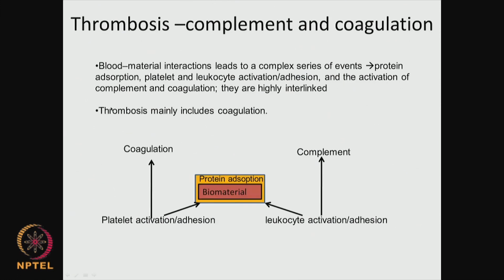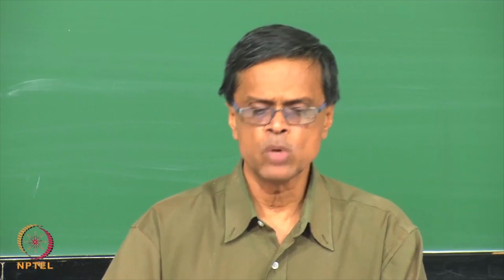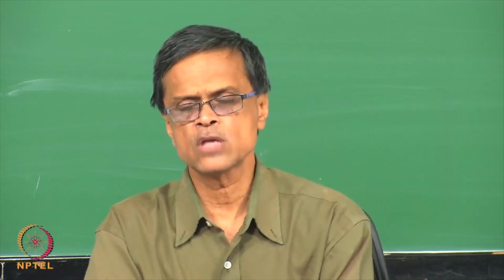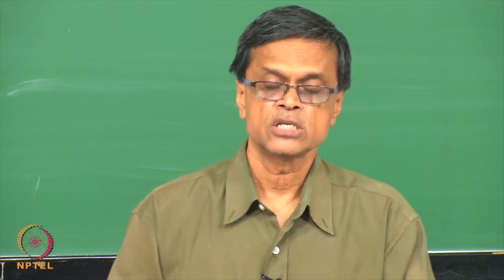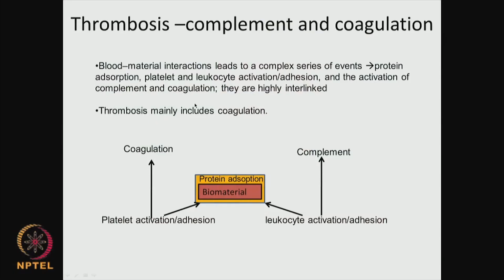Now, let us go deeper. Thrombosis, complement and coagulation, all these things are going to happen as soon as the material comes in contact with the blood, the blood material interaction, especially if you are going to have a cardiovascular stent, a heart diaphragm, or a small diameter or large diameter vascular graft. All these are blood contacting devices. So, the material should not lead to activation of the platelets or the leukocytes, all of which can lead to quite serious complications.